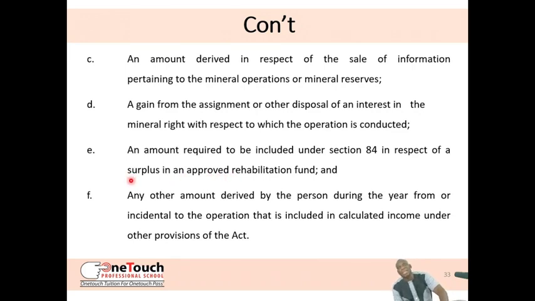And then lastly, any other amount derived by the person during the year from or incidental to the operations that is included in calculating the income under other provisions of the Act. So these are other incomes. It can even be by way of investment incomes, provided they are also included in computing income under other provisions of the Act. They also constitute income from the mineral operation.